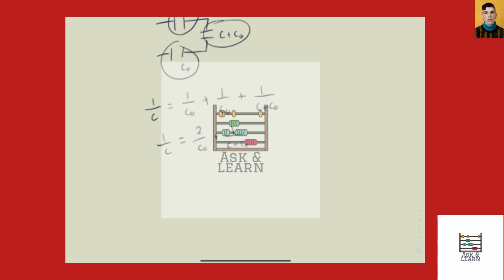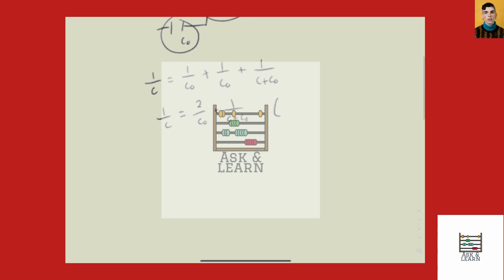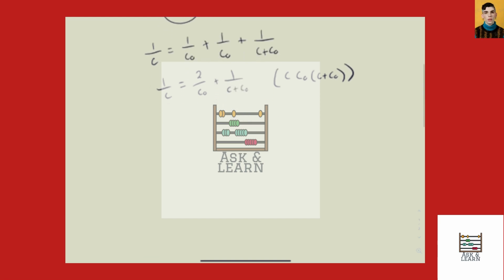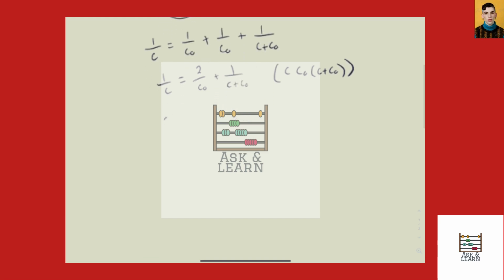Now we just have to solve for C in terms of C0. So I can multiply by the denominators. So I'll multiply both sides of the equation by C times C0 times C plus C0. So on the left side, the C cancels. I get C0 times C plus C0. In this one, the C0 cancels, so I get 2C, C plus C0. And in this one, the C plus C0 cancels, so I just get C times C0.